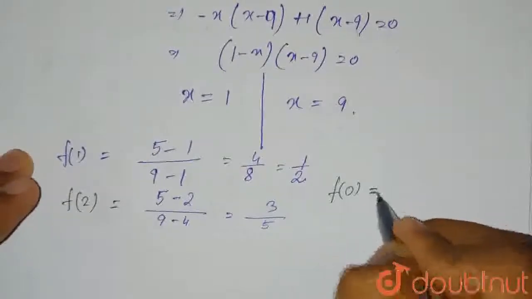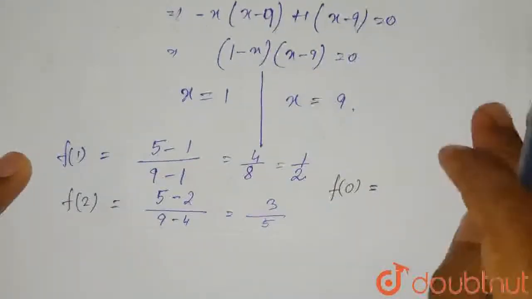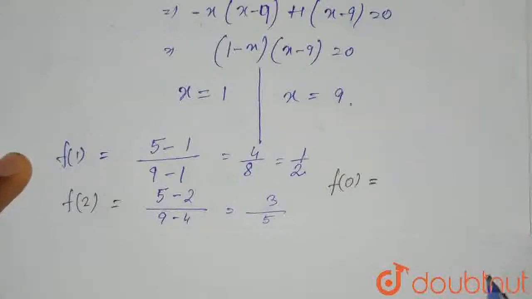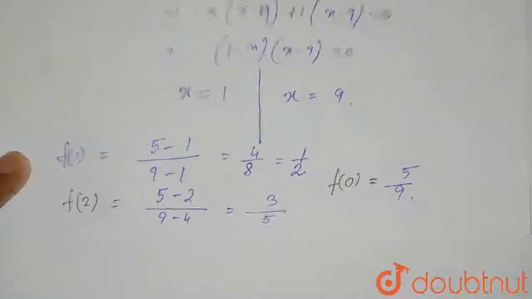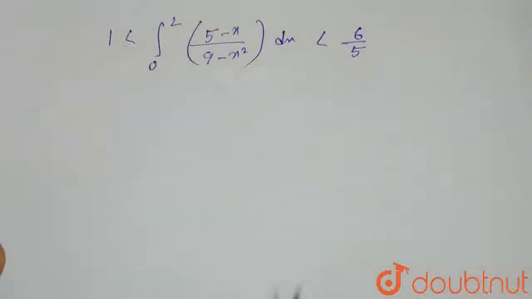Now let's find out the value for f of 0. That means in place of x we'll put 0. So f of 0 will be equal to what? It was 5 minus x divided by 9 minus x square. So if we put 0, it will be 5 divided by 9 only. In the question we are asked to prove this value.